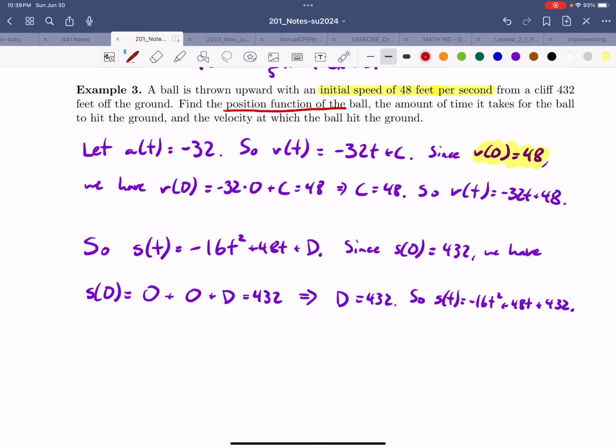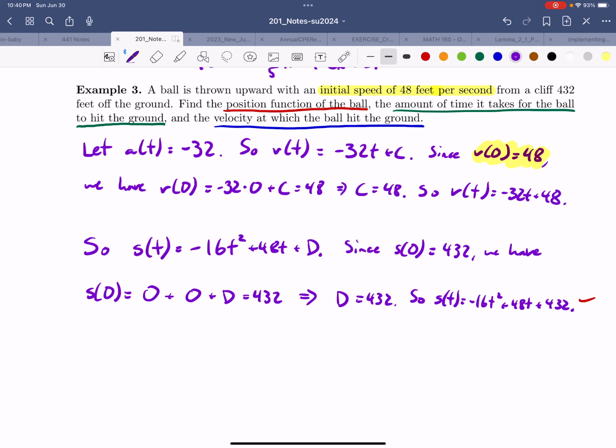So maybe I'll underline it like this. I'll put a check. Maybe I'll underline this amount of time it takes for the ball to hit the ground. So next up, we're going to try to find the green one, the amount of time it takes for the ball to hit the ground. If you think about it, the ball started at position 432. We want to know how long it takes for the ball to hit position 0.